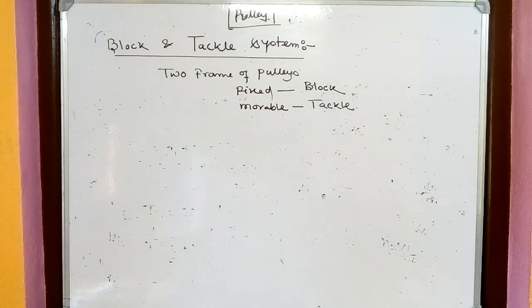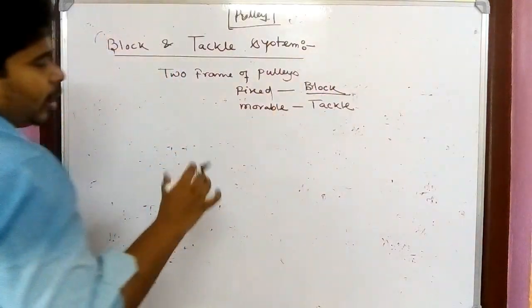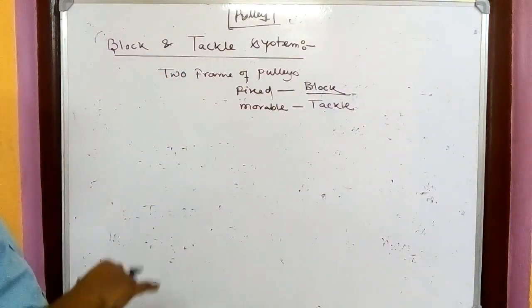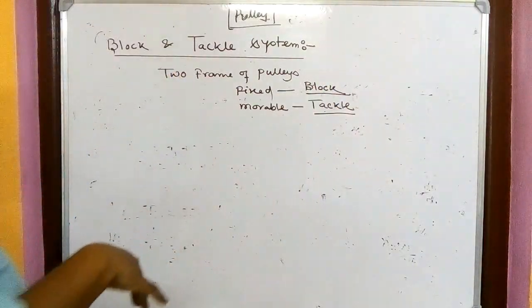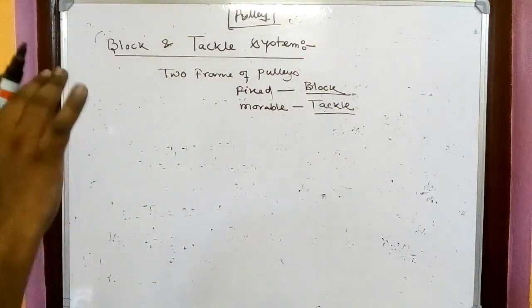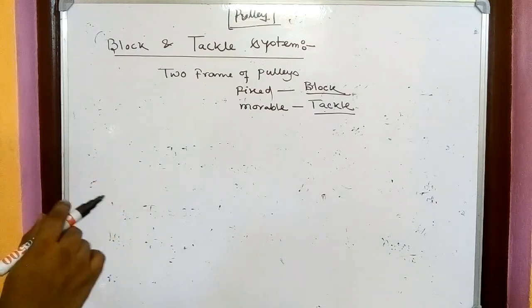Earlier we have seen that there is only one fixed pulley and the rest of the pulleys are movable. In the previous part we have seen that, but here we will see a combination of pulleys which are fixed in a frame, these are called block, and a combination of pulleys that are also fixed in a frame, these are known as tackle. The tackle can be moved and the block should be fixed. Okay, this is block and tackle system.